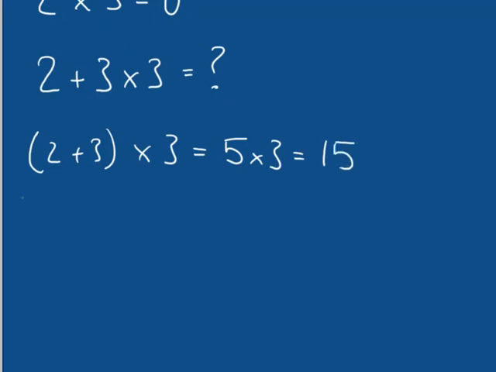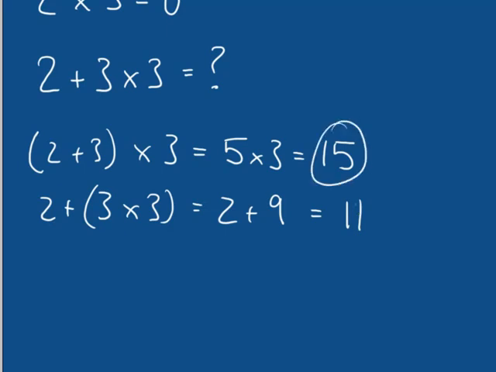Or alternatively, I could say I'm going to take 3 multiplied by 3 first, I'm going to add 2 to the result of that, so that's 2 plus 9, and that gives us 11. So could we not approach that in two different ways? No, obviously we can't. Look, these results are different. One way gives us 15, the other way gives us 11. Now the equation 2 plus 3 times 3 needs to give us a single constant value. That means that one of these methods is correct, and one of these methods is incorrect.